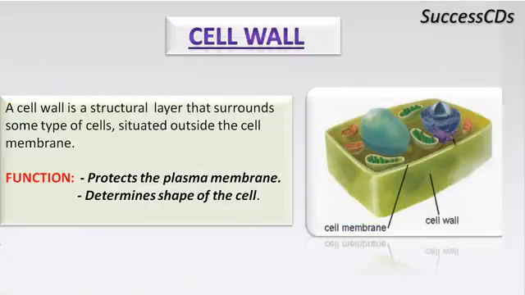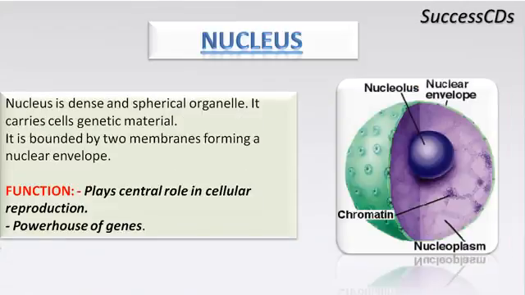Now let's discuss the next component, cell wall. The cell wall is a structural layer that surrounds some types of cell. Plant cells have both the cell wall and the cell membrane, and the animal cell has only cell wall. The function of the cell wall is that it protects the plasma membrane and it determines the shape of the cell. Next component and the most important component of the cell is nucleus. Nucleus is very dense and is generally spherical in shape.